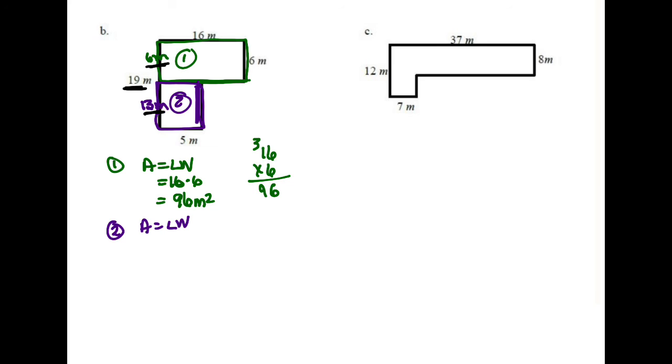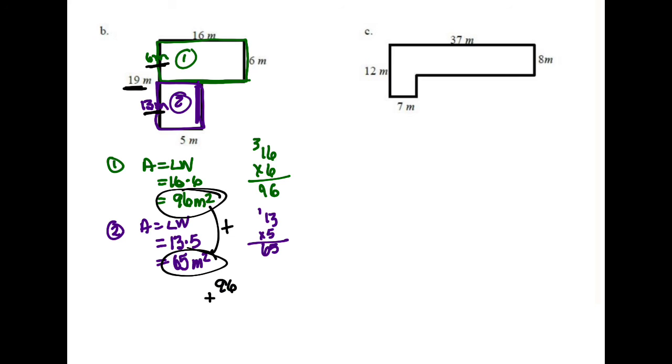Okay. So now we have the measurements of rectangle 2. 13 by 5. And 13 times 5 is 65 meters squared. Now we have to add the two numbers together. Okay, so 96 add 65, 161 meters squared is your final answer.